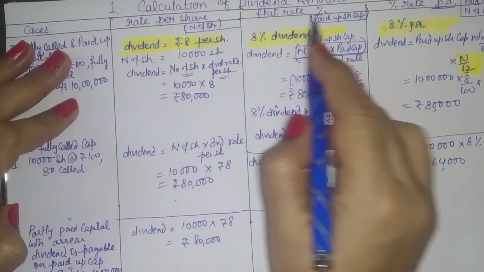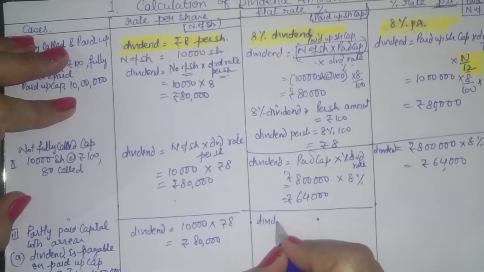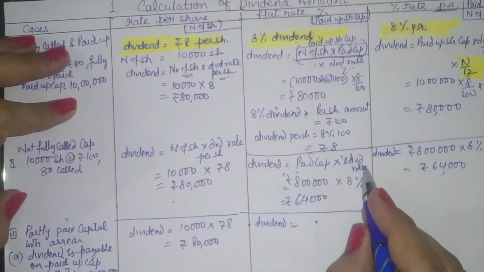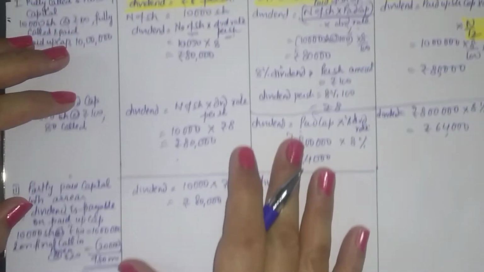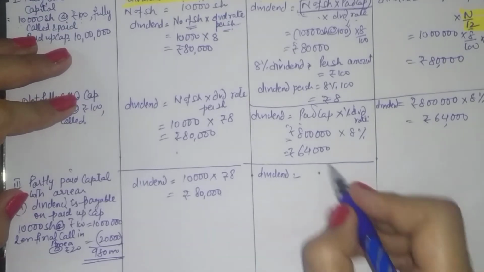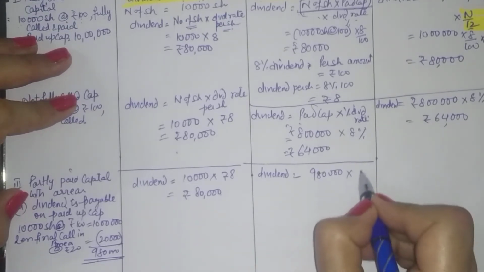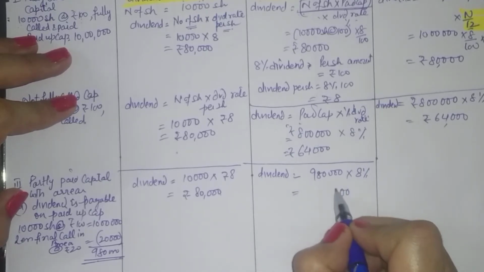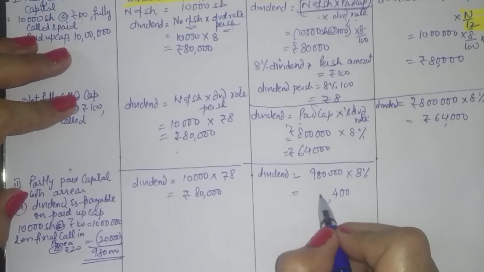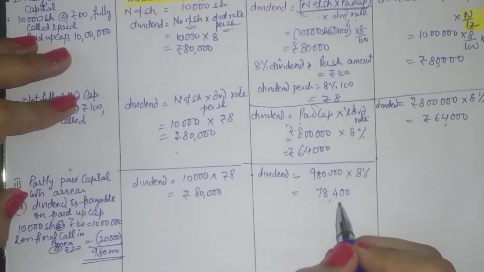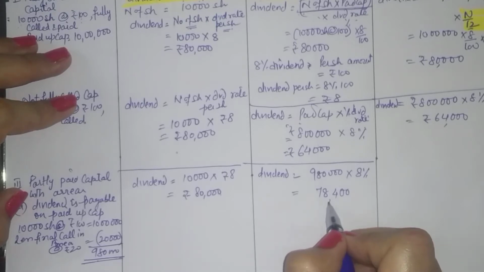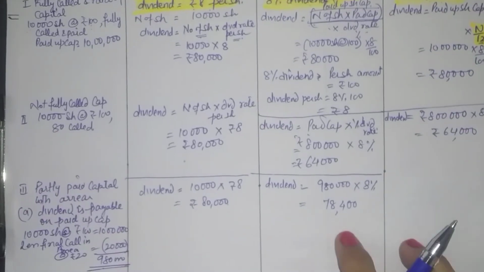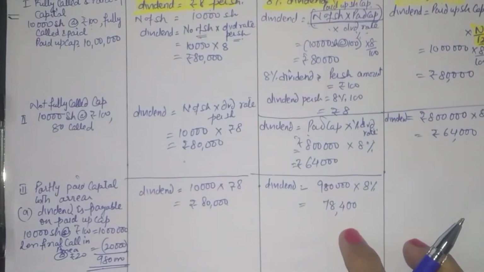Now considering flat rate. So dividend amount is paid up share capital into dividend rate. Paid up capital into dividend rate. Now here are the differences. Paid up capital is 9,80,000. 9,80,000 into the rate 8%. So this is going to give you 78,400. So now your different amount of dividend is there, right?